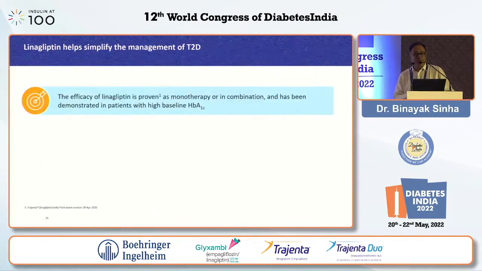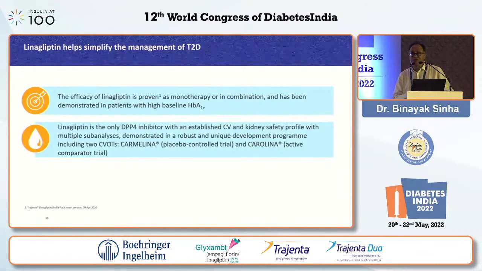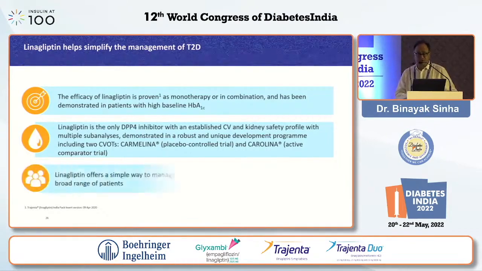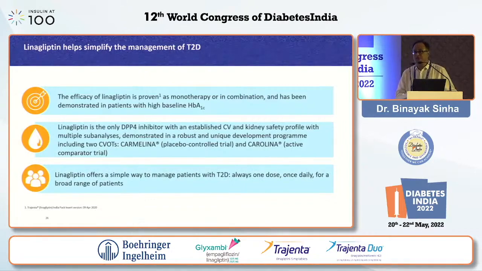So to summarize, therefore, the efficacy of linagliptin is proven across the board of diabetes and has been demonstrated not only in patients who have an HbA1c near the target, but also with high HbA1c. It is shown to be safe in CV and kidney disease. Probably some degree of benefit might be there in certain subgroups, but definitely if you compare it with sulfonylurea, it reduces the risk of hypoglycemia, and it can be prescribed to a wide variety of patients as one dose, once daily, for a broad range of patients regardless of their diabetic control.